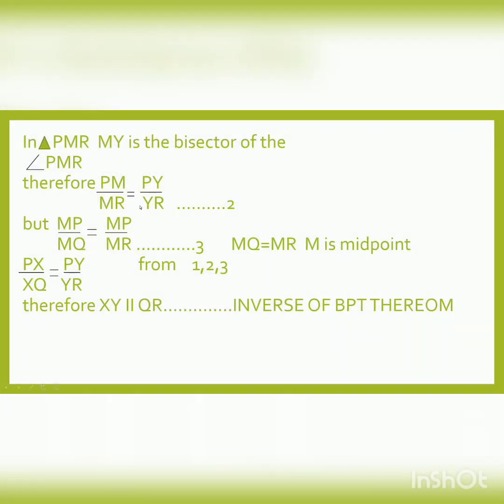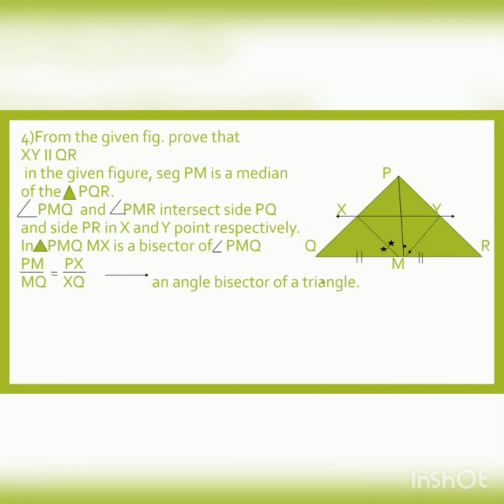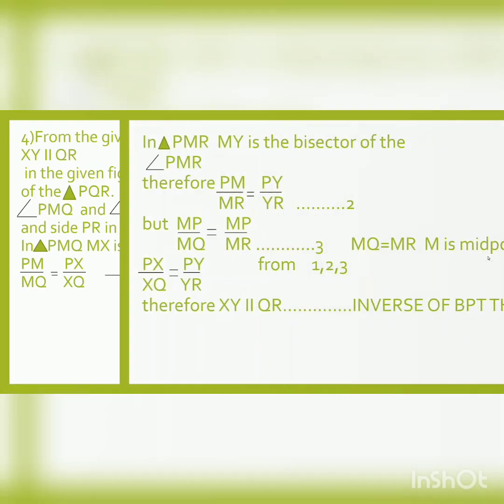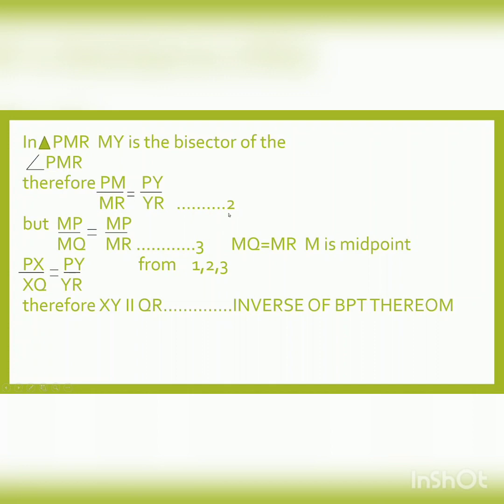In the second triangle, in triangle PMR, MY is a bisector of angle PMR. So I write the ratio PM upon MR is equal to PY upon YR, the remaining sides. You can see here, this is our equation 2.